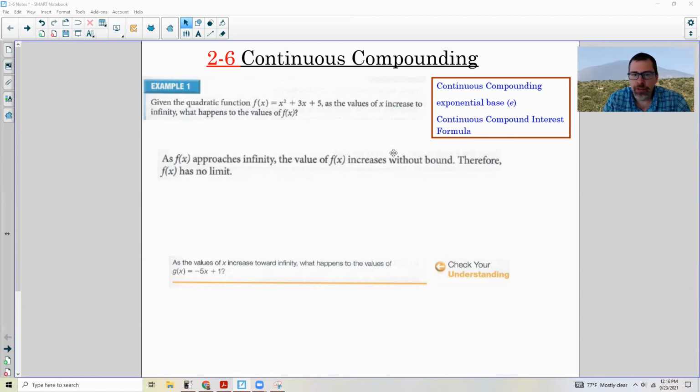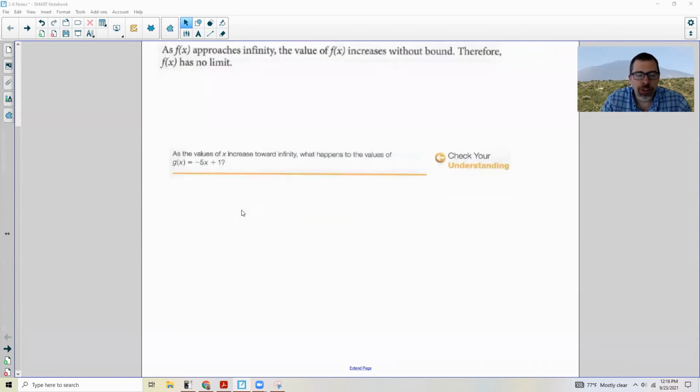Okay, and one of the key terms here is limit. Limit means that we have to stop at some point. We're getting really close to something, but never get any greater than it, or less than if we're going the other way. So this has no limit. It would just keep getting larger and larger and larger.